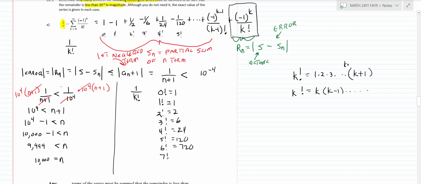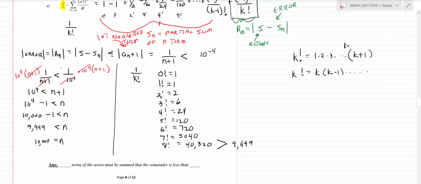I'm not doing this in my head. I already have this worked out. 7 factorial is 5,040, and I keep going on this. When I get to 8 factorial, I get 40,320, and that's greater than 10,000, greater than 9,999. So that's where we have to get to: all the way up to 8 factorial.